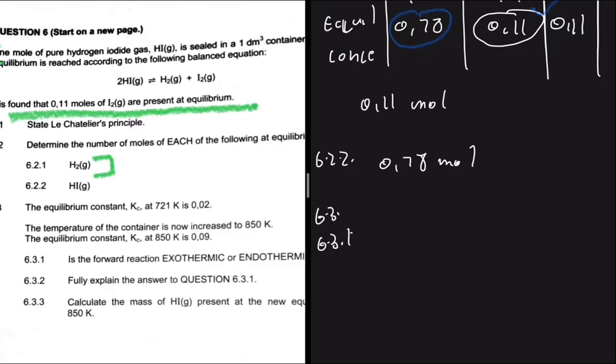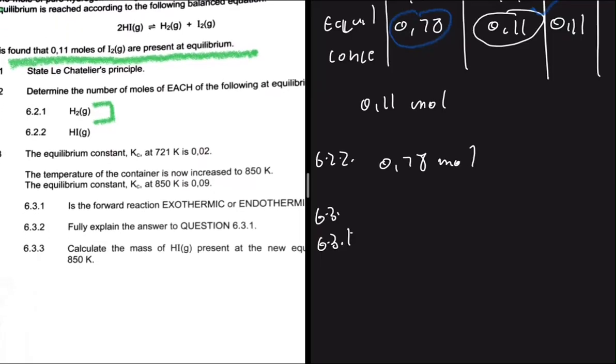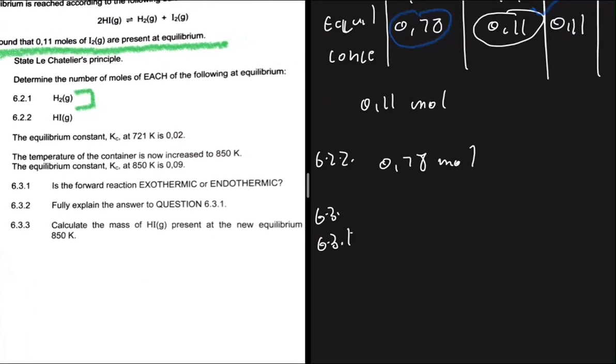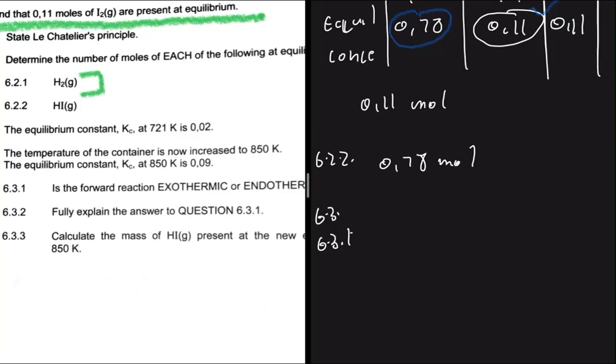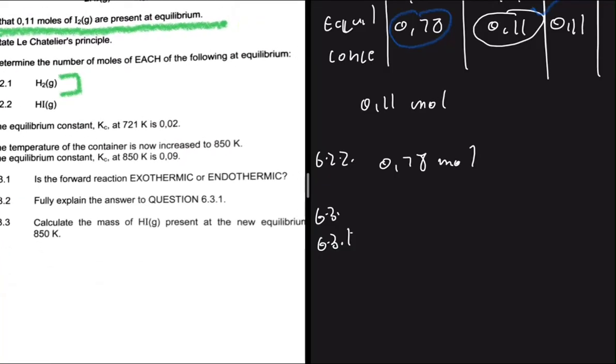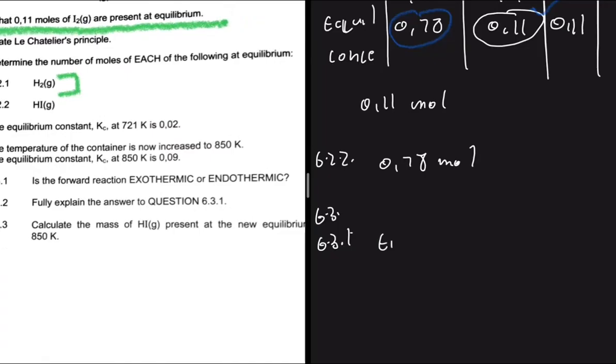6.3.1. The equilibrium constant Kc at 721 kelvins is 0.02, and then the temperature of the container is now increased to 850 K. The equilibrium constant Kc is now 0.09. So it has increased with an increase in temperature. What does that mean? Let's go ahead. The first question is: is the forward reaction exothermic or endothermic? It is endothermic.